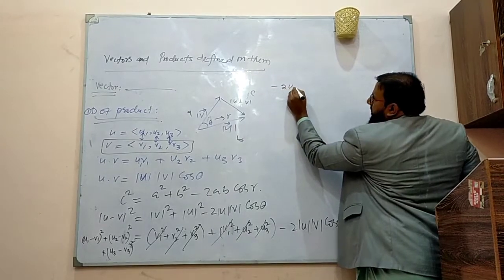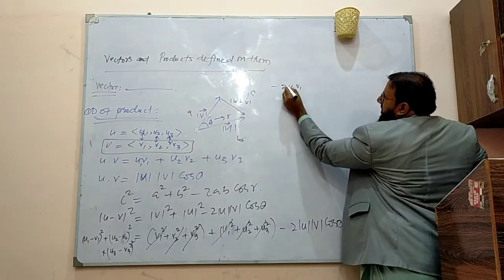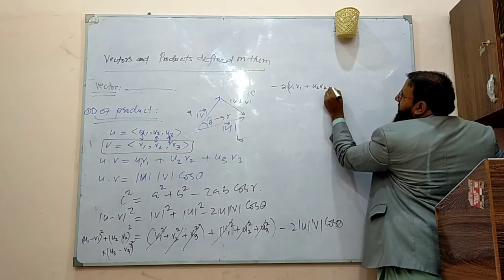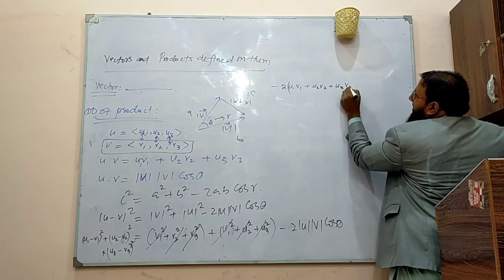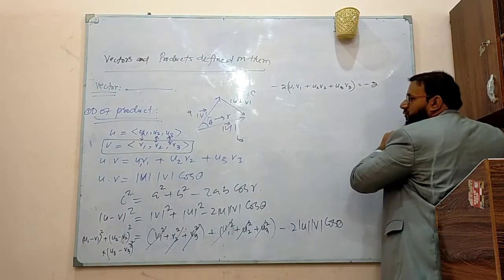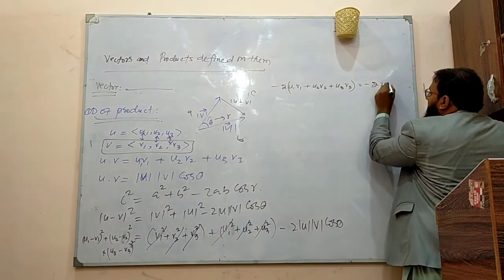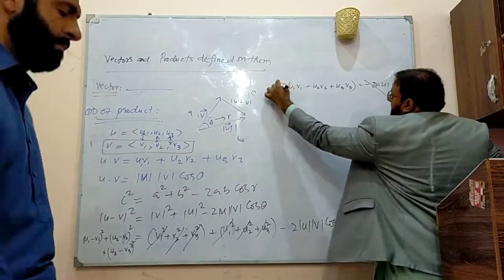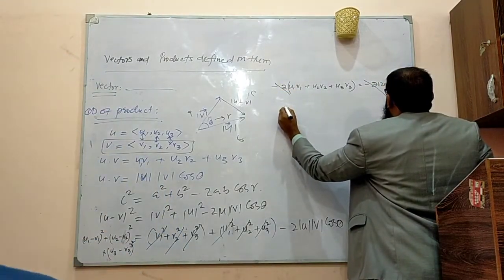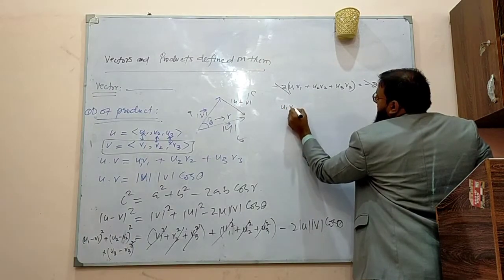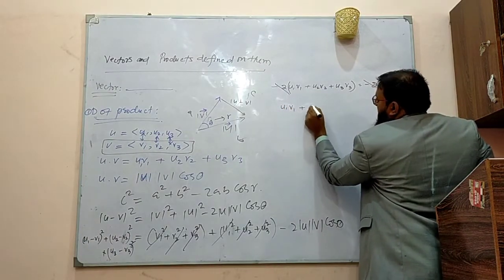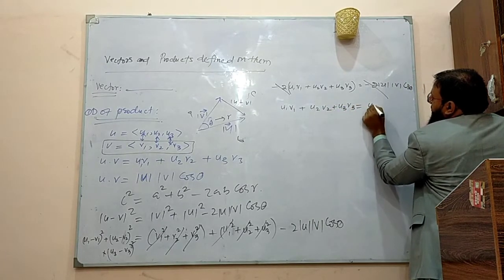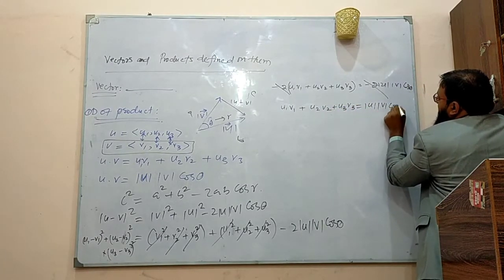Minus 2 common: u1 v1 plus u2 v2 plus u3 v3 is equal to minus 2 times the length of u, the length of v times cosine theta. Minus 2 cancels, and I can write u1 v1 plus u2 v2 plus u3 v3 is equal to length of u, length of v, cosine theta.